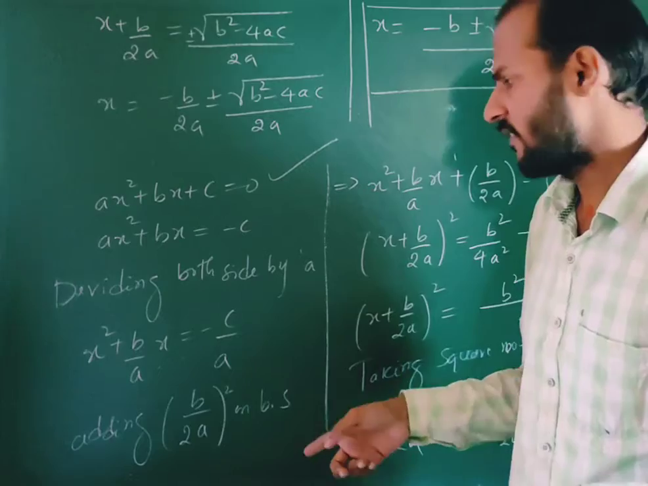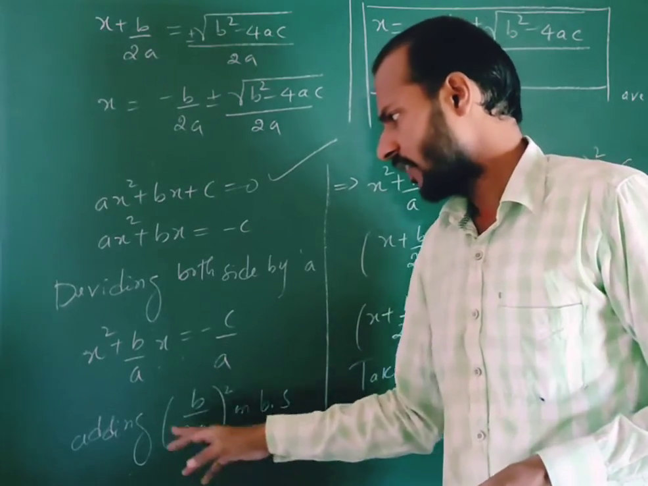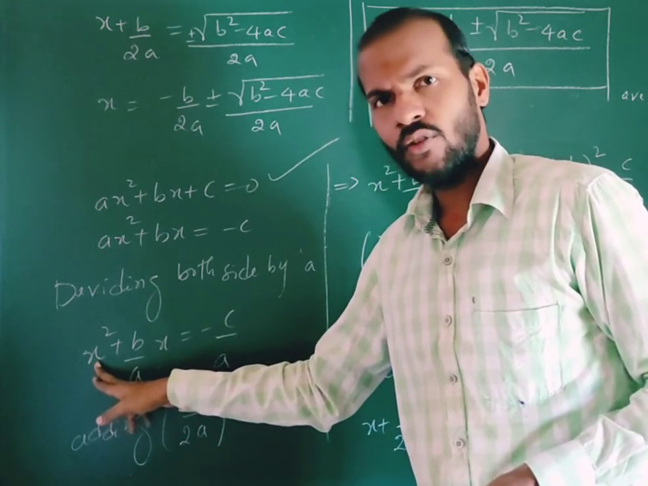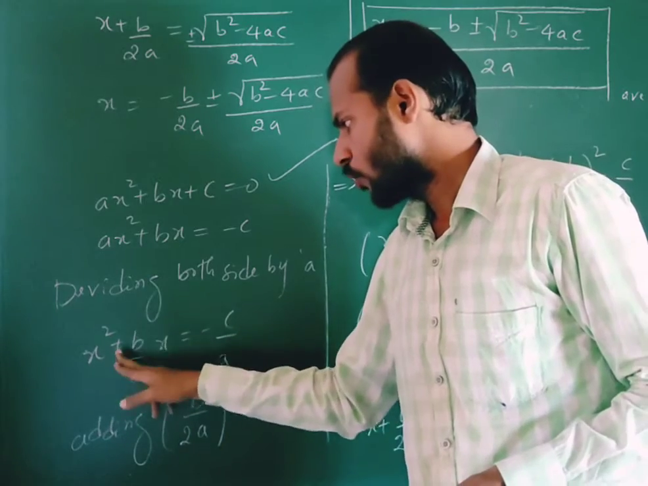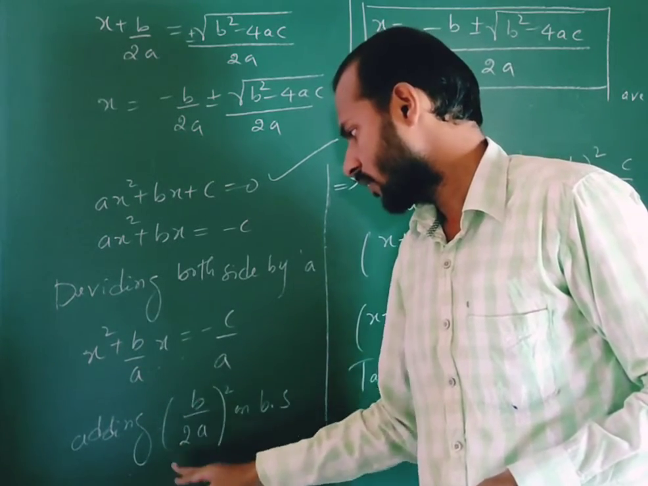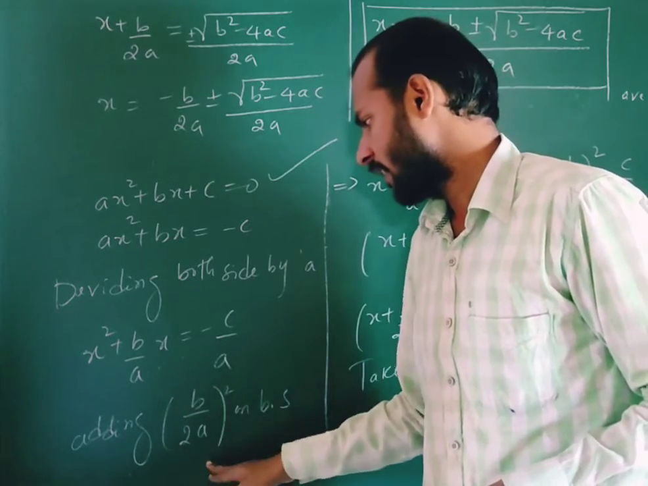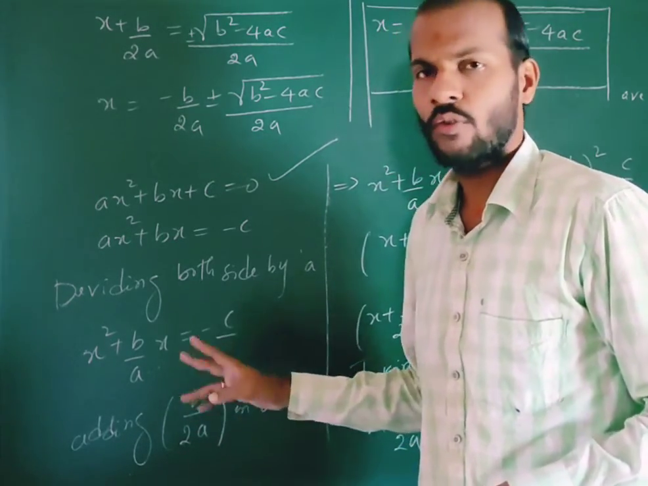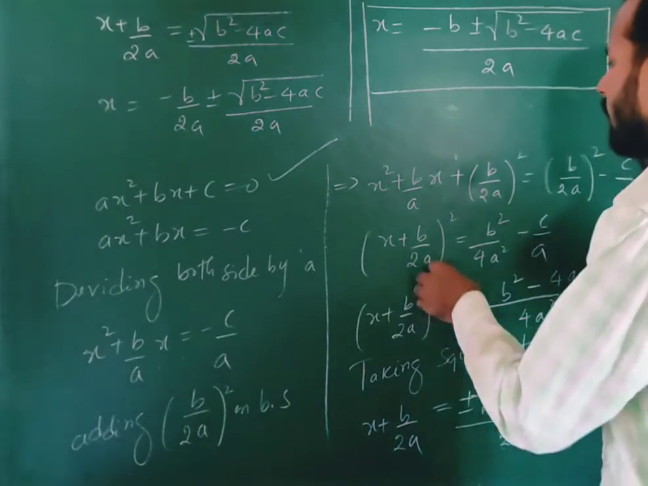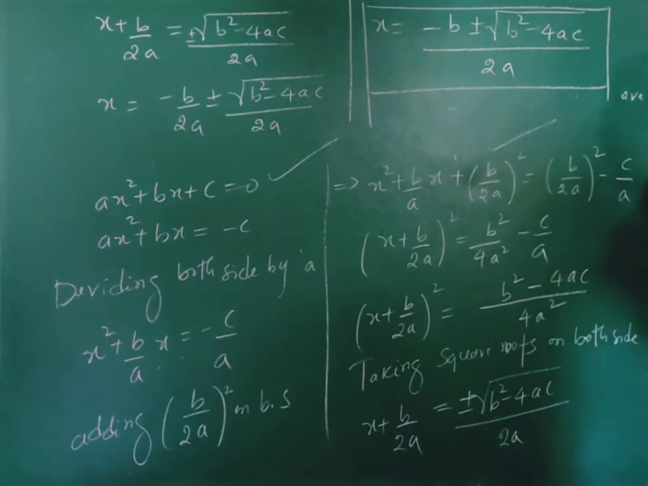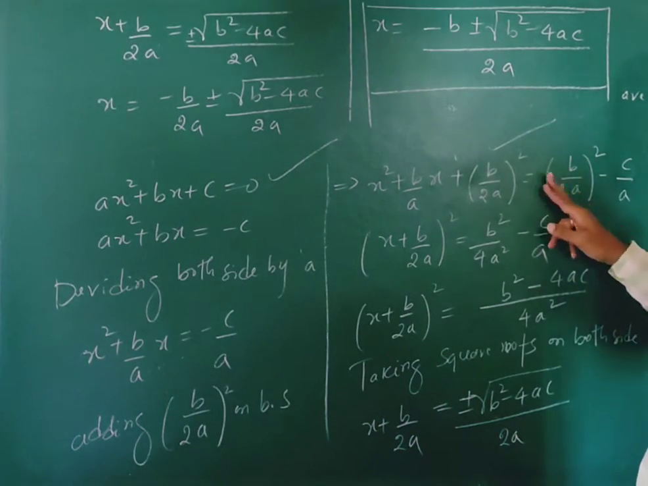Why are we adding this? Already we have x square and 2a also. We just want b square, right? So we are adding (b by 2a) whole square on both sides. Then we get here, we are adding (b by 2a) whole square on both sides.